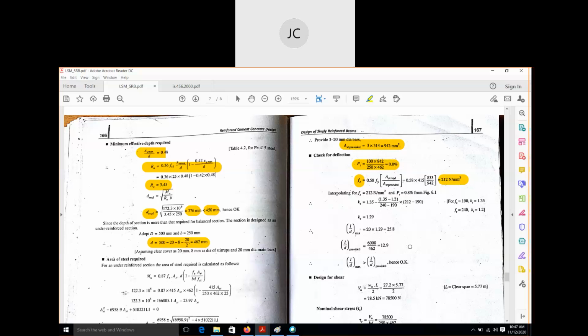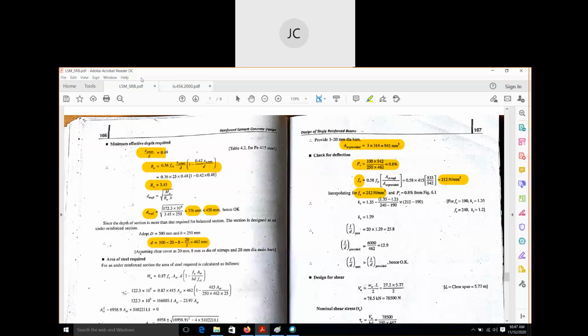Okay, so now we have both the values, Fs and PT, that means percentage of steel as well as stress in steel. With the help of these two values and the graph given in IS 456, we will find out the value of the modification factor. Let's see how to do it. For Fs equal to 212, we need the value of K, our modification factor.